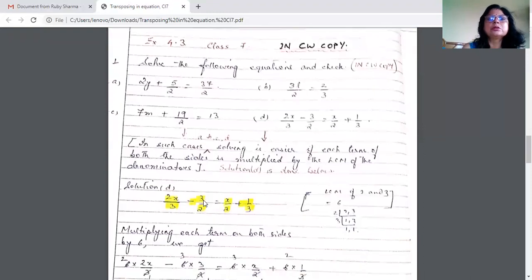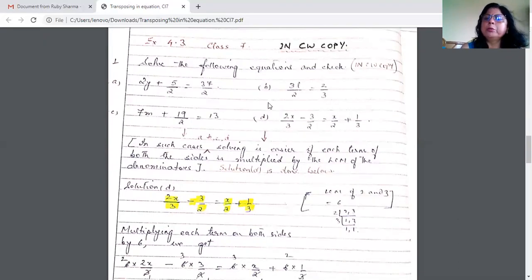Now these equations you have to do in your classwork copy. These sums have fractions involved in all of them. So I hope you know how to solve the equations by now. So I have done one sum for you.